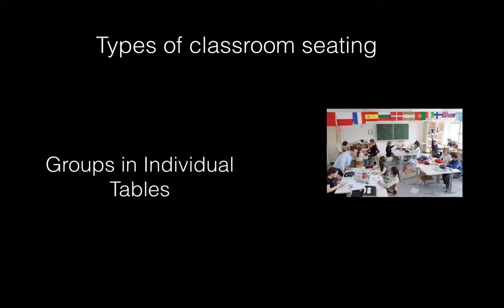And, okay, groups in individual tables. This is also another way of seating we can have, okay? In addition to the first three we have seen, we can have tables and then put groups of students in there. And this is also becoming more and more popular, even now if you go to primary schools, private primary schools, you can see that that's the way they arrange the pupils in there, right?